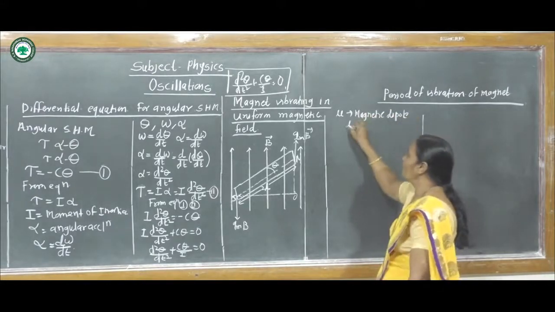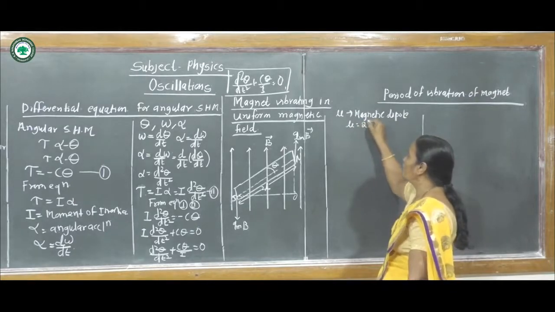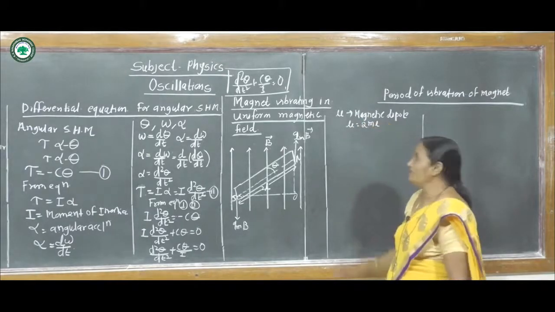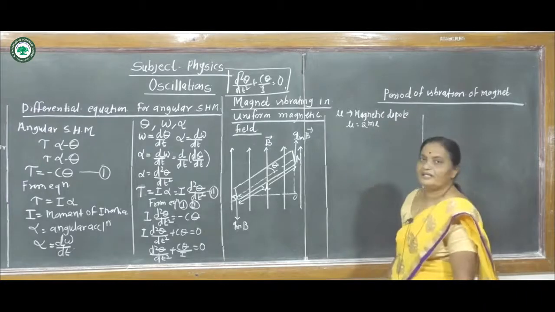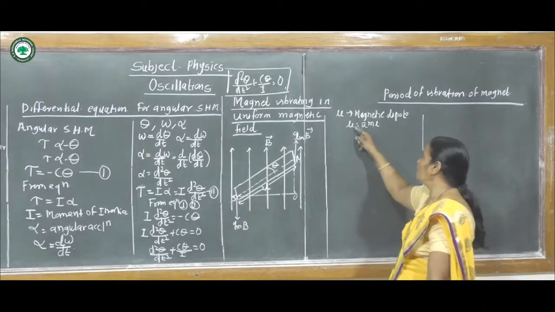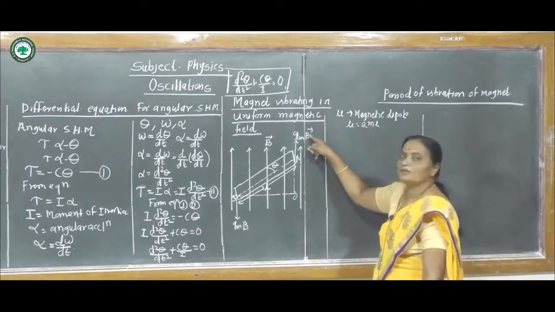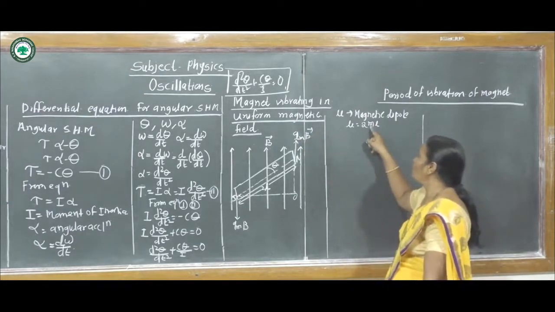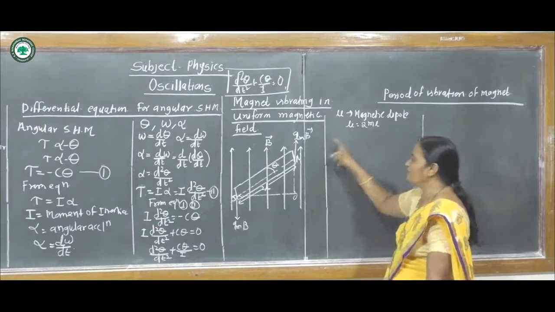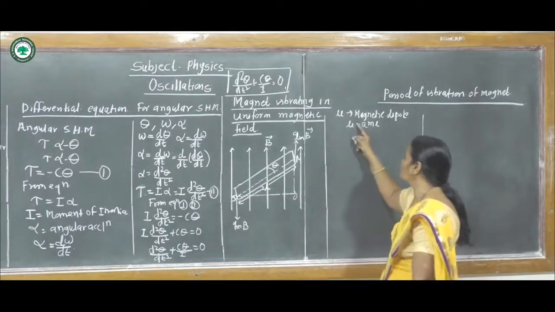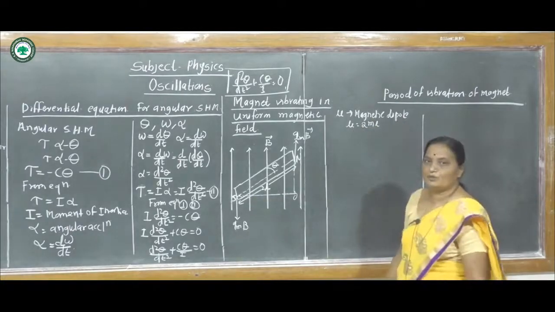Then mu is equal to 2ml. This is the magnetic dipole moment, it is the product of the pole strength multiplied by the distance between the two poles. This is called the magnetic dipole moment.